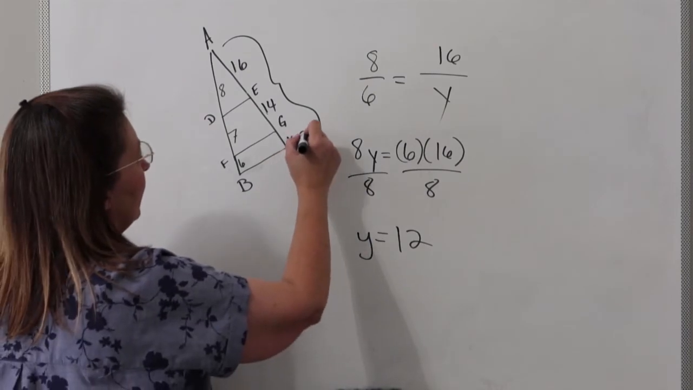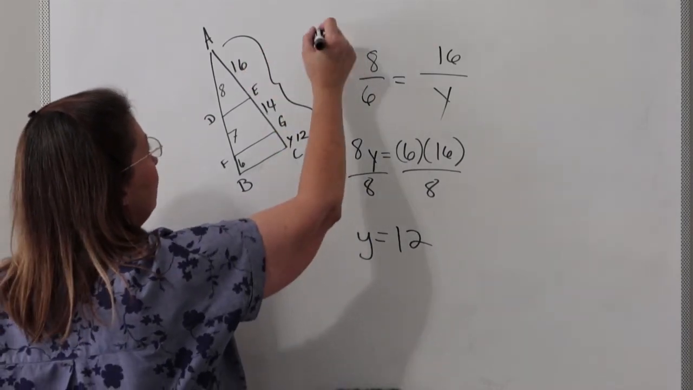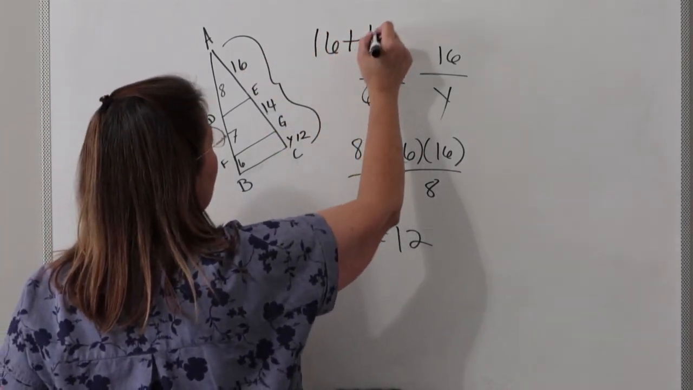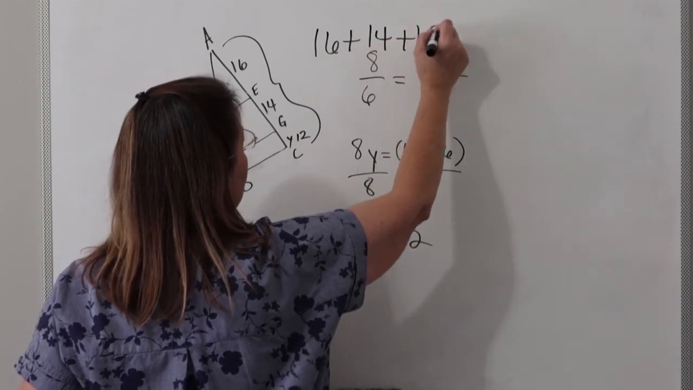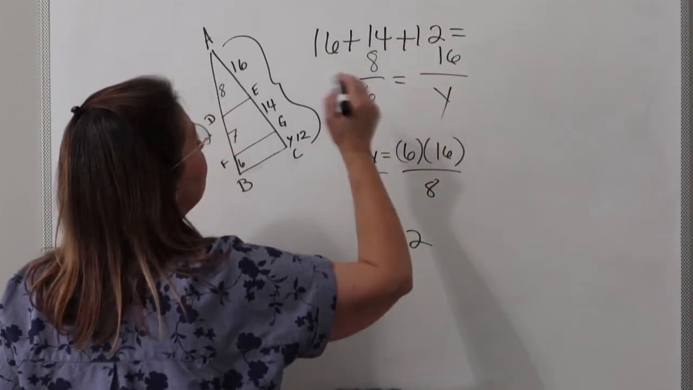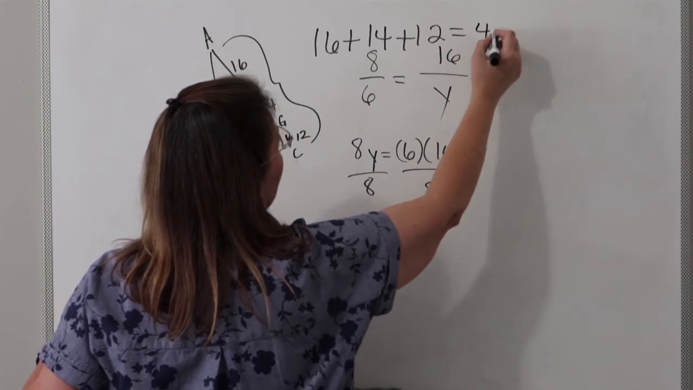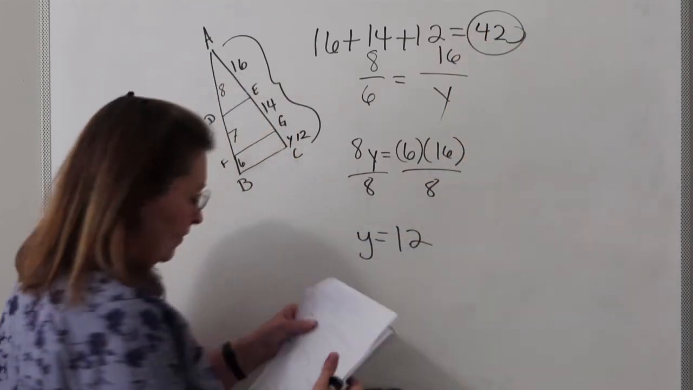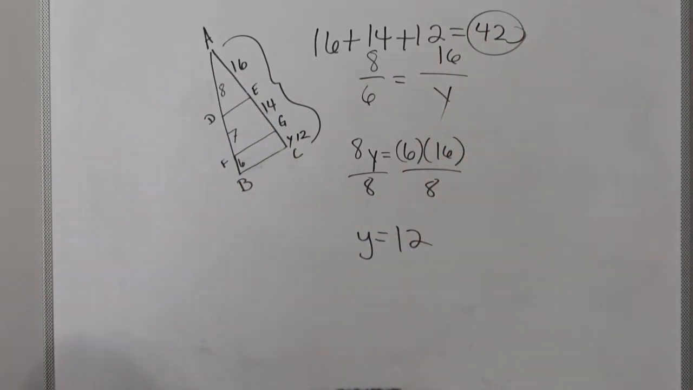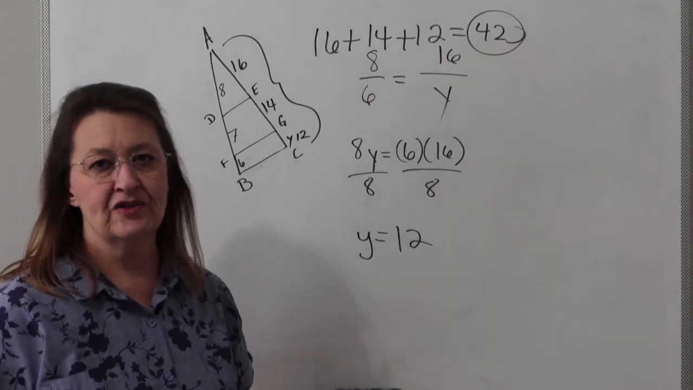Now, if we add 16 plus 14 plus 12, what do we get? 10, 20, 30, 42. And that matches answer D. Correct answer is D. Okay, number 10, last one for this session.